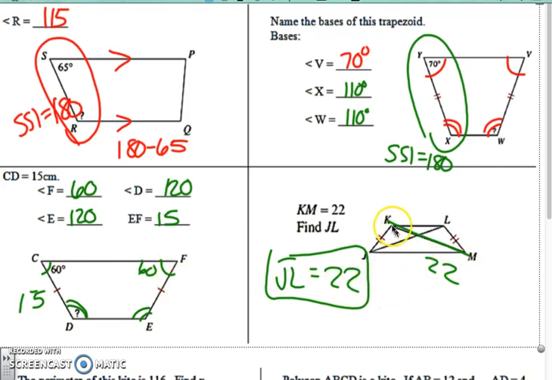Over here, KM was 22, and it wanted you to find JL, and we know that the diagonals are congruent, so it's going to be 22. Now, if they gave you an equation, you would just make sure to set that equation equal to 22.